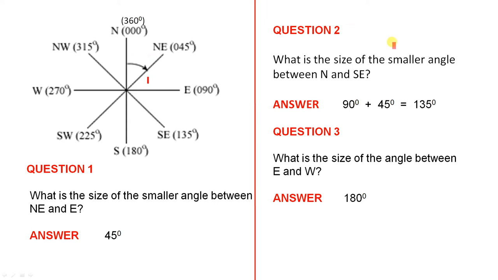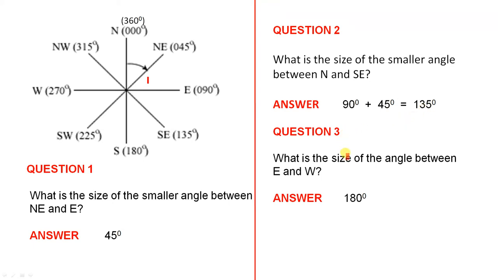Question 2. What is the size of the smaller angle between north and southeast? So there's north and there's southeast, and the smaller angle is this one here. So the answer is from there to there is 90, and from there to there is 45. So it's 90 plus 45, which is 135 degrees.